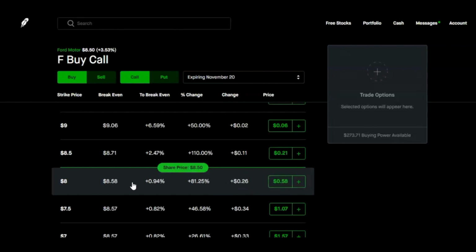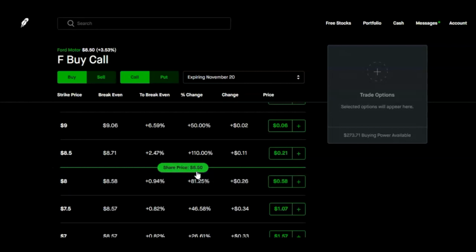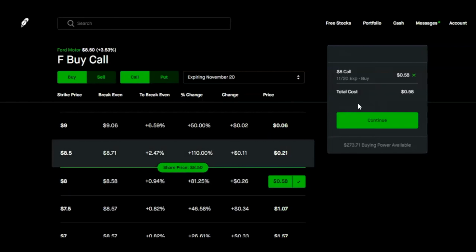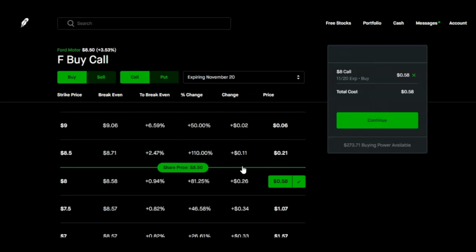Whereas if you wanted to basically trade, let's say 100 shares of Ford stock, you would have to spend $850. But you can control 100 shares of Ford stock for only $58. So it just allows you to control a larger amount of shares for a much smaller price. And this is why options are so powerful, because you can control a ton of shares at a huge discount.